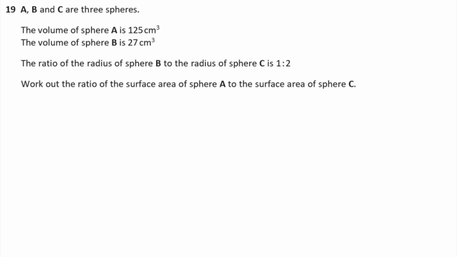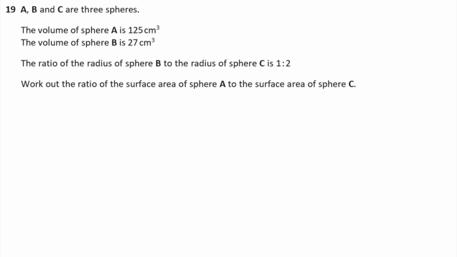Question 19. A, B, and C are three spheres. The volume of sphere A is 125 cubic centimeters. The volume of sphere B is 27 cubic centimeters. The ratio of the radius of sphere B to the radius of sphere C is 1 to 2. Work out the ratio of the surface area of sphere A to the surface area of sphere C.